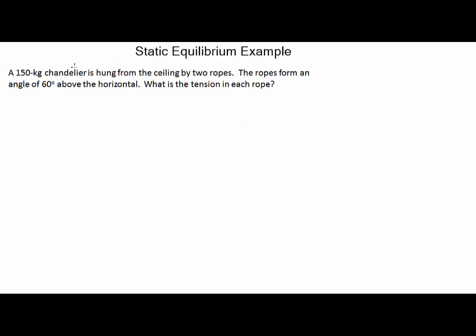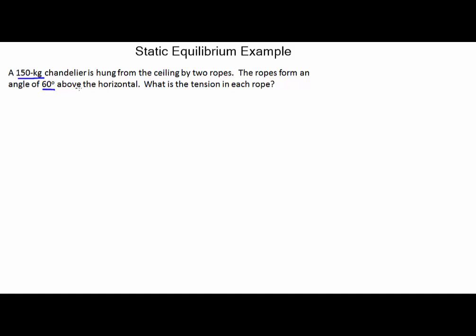So here's the problem we're looking to solve today. It says a 150 kilogram chandelier is hung from the ceiling by two ropes. The ropes form an angle of 60 degrees above the horizontal, and it's asking us for what the tension in each rope is. So the key pieces of information are the mass of the chandelier and the angle of the ropes.